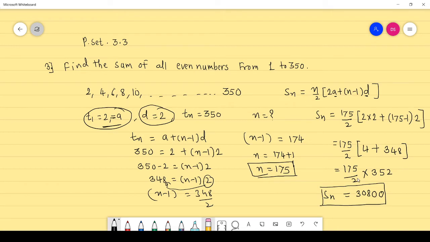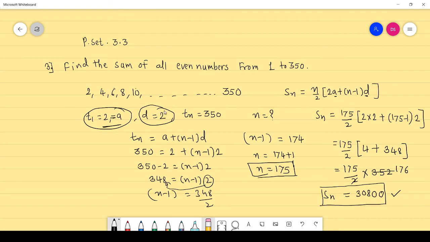Or directly you can divide 352 by 2, you will get how much? 352 divided by 2, that is 176. It will be 176, and 175 into 176, you will get this multiplication. So this was quite easy. How did we solve the problem?